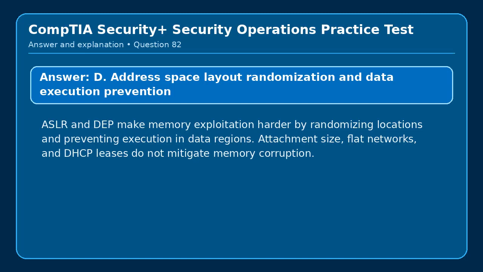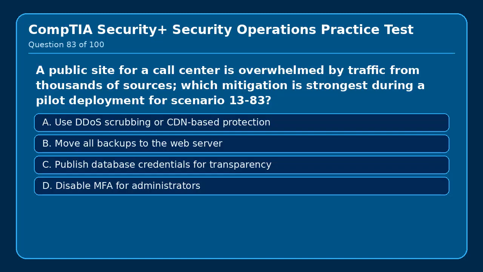Question 85. An attacker on a regional clinic's LAN sends fake ARP replies to intercept traffic. Which protection is relevant as part of the risk reduction project for scenario 13 to 85? A. Password history. B. Dynamic ARP inspection. C. Data masking. D. Email journaling. Take a moment to choose your answer.